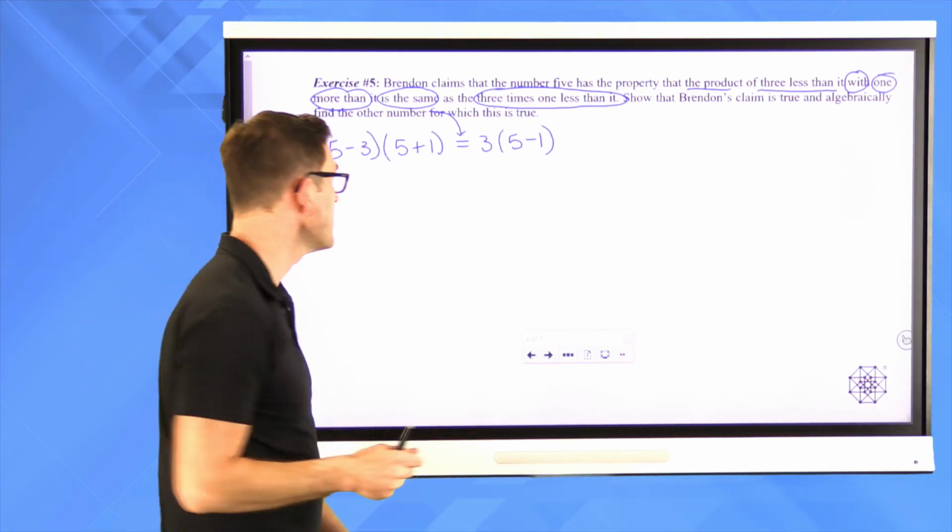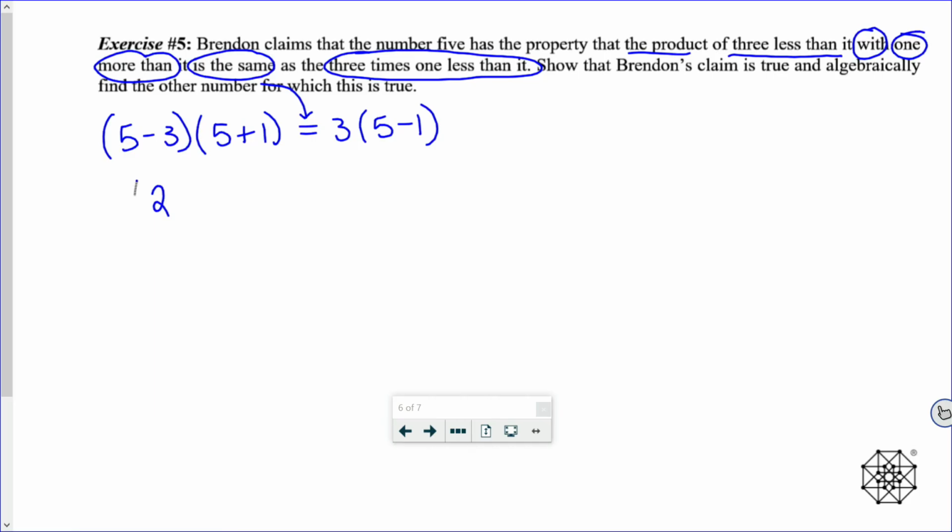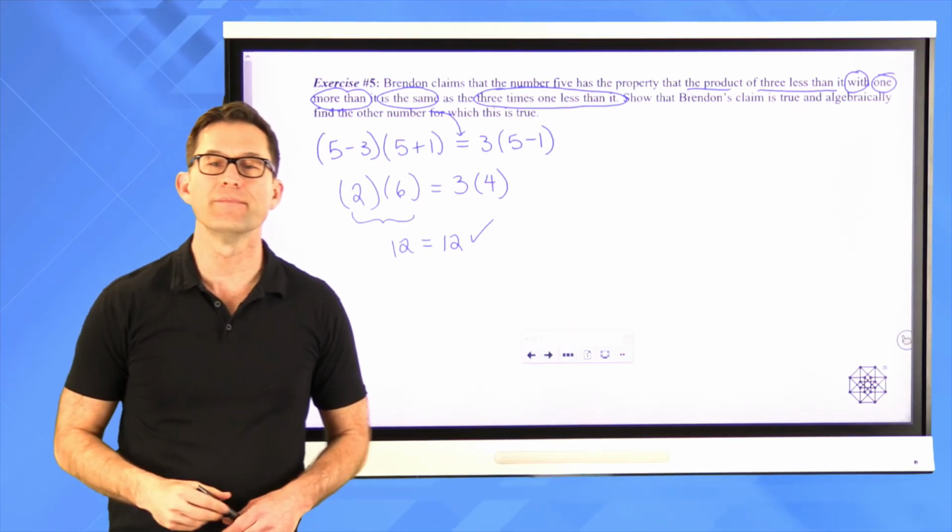All right, well, let's see. 5 minus 3 is 2. 5 plus 1 is 6. And then, of course, that would be 3 times 4. 2 times 6 is 12. 3 times 4 is 12. Brendan's claim is correct. All right.